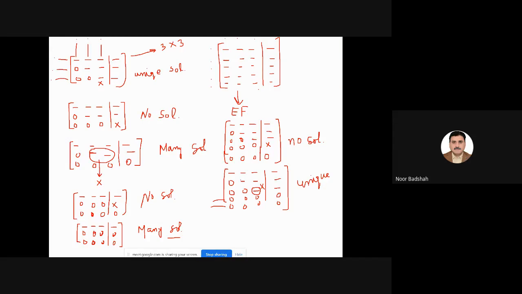If these two are 0, this one is 0, this one is 0, and one of these two is non-zero, there will be many solutions. And again, if these two are 0 and this one is non-zero, this one is non-zero, then no solution. And if these two are 0 and this one is also 0, then we are having many solutions.